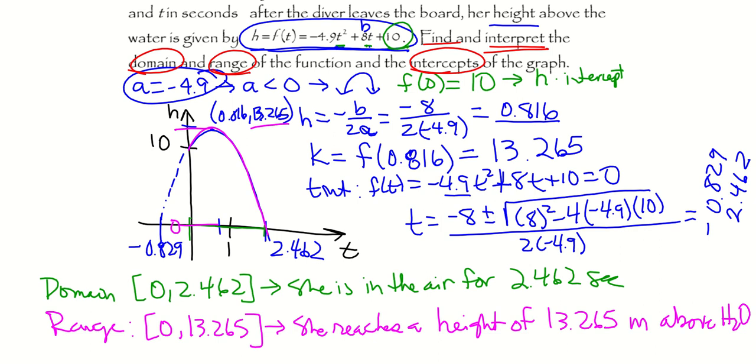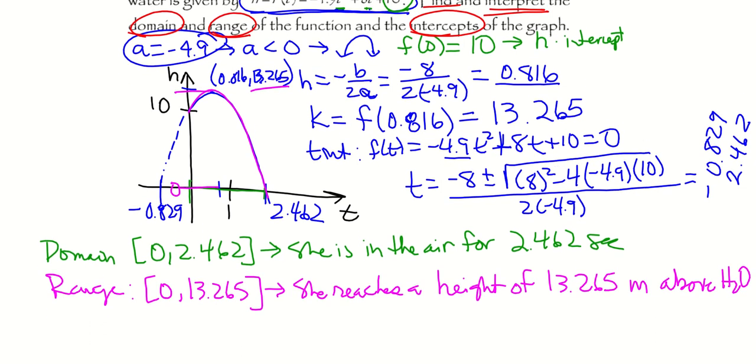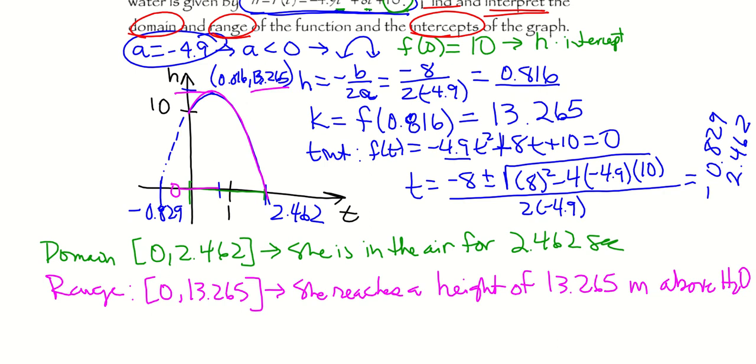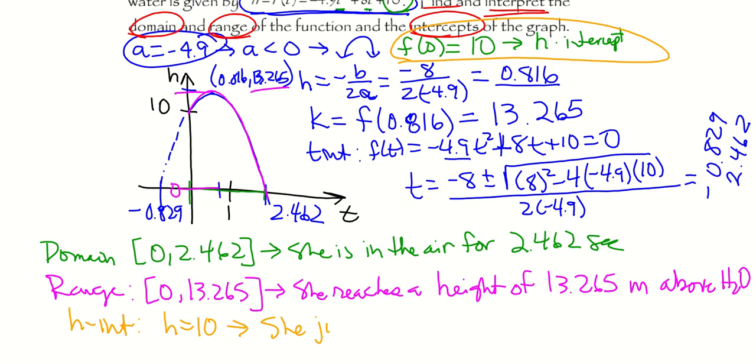Okay. So that's our domain and range. Our intercepts we've actually already found. So we come in here and we had our h-intercept we found by plugging 0 in for t, right? And that was 10. So our h-intercept was h equals 10. Right? And that tells us that she jumps from 10 meters above the water.